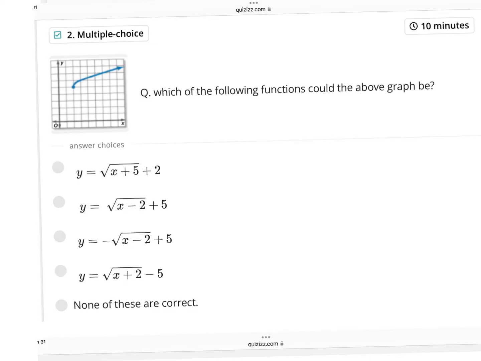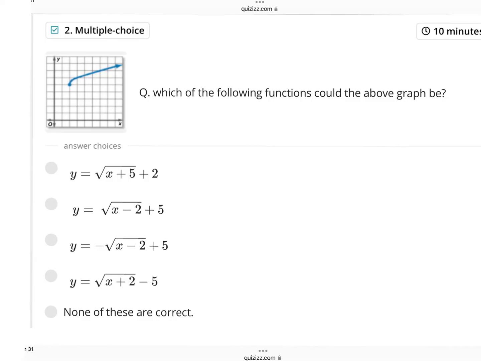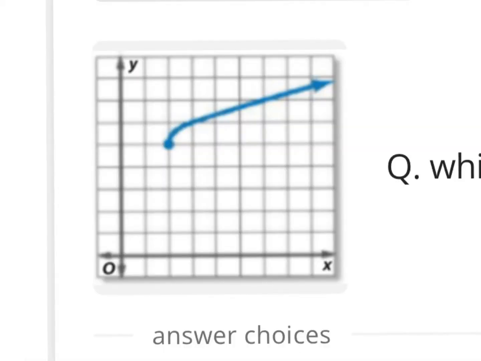Another similar question, it says, which one could the graph be? So again, let's zoom into the graph and let's think of the parent graph and the transformations that it actually goes through to get to this new graph, all right? And we'll be able to identify the A, the H, and the K, and we'll know which one it is. I know it's kind of blurry, I apologize, but once again, the parent graph, y equals the square root of x, that starts right here at the origin.